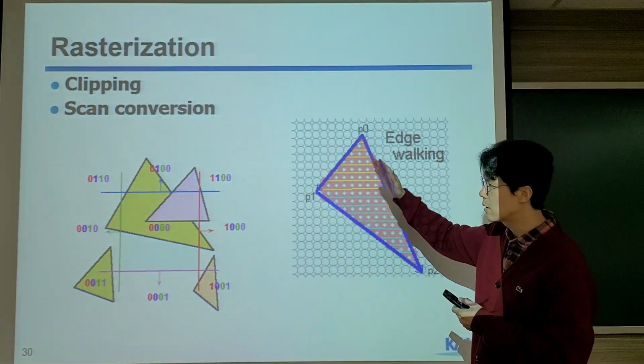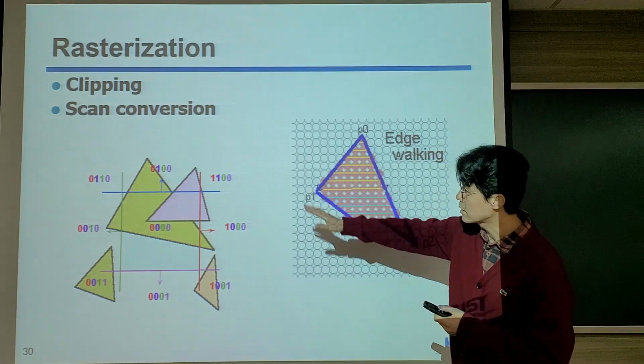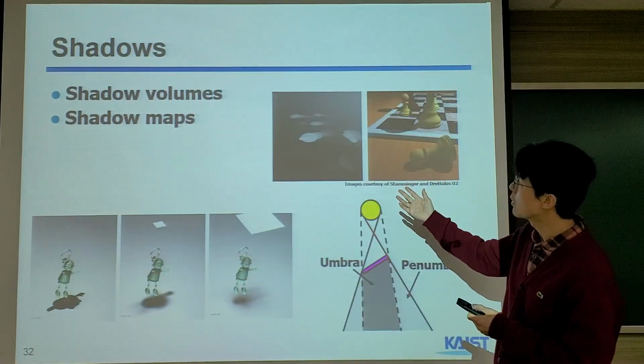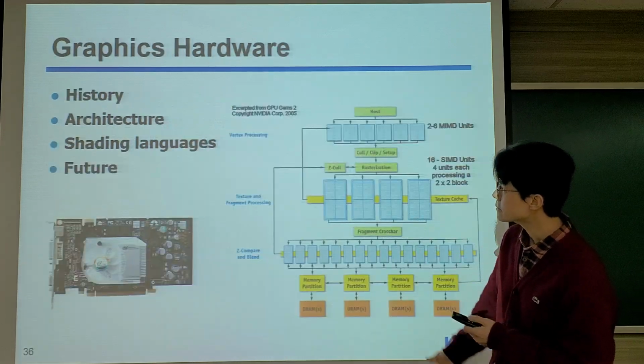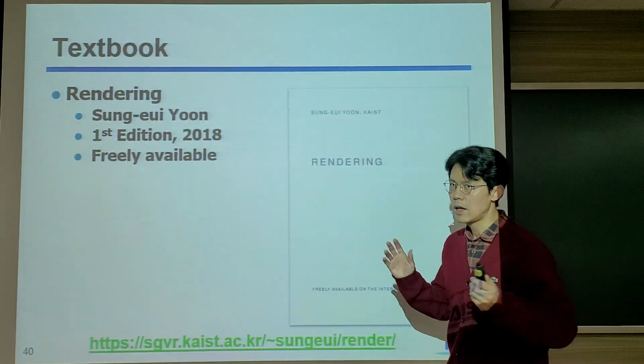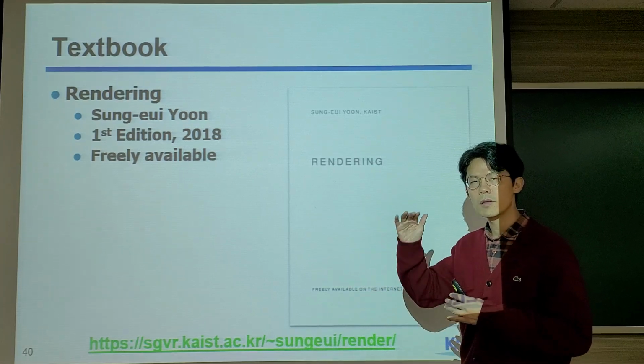Rasterization is one of the basic concepts for generating a pixel image from triangles. Then there are lighting, shadows, texture mapping, and so on. Also graphics hardware. There are lots of topics, but we cannot cover all of them. But we will talk about some of the main concepts.